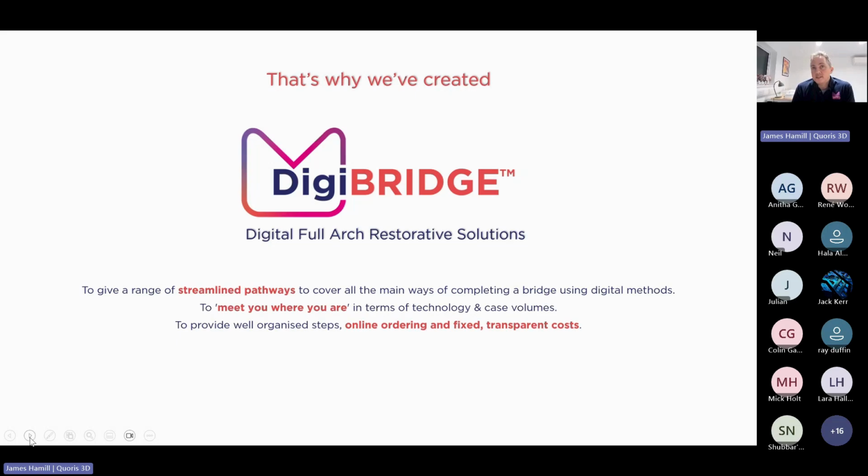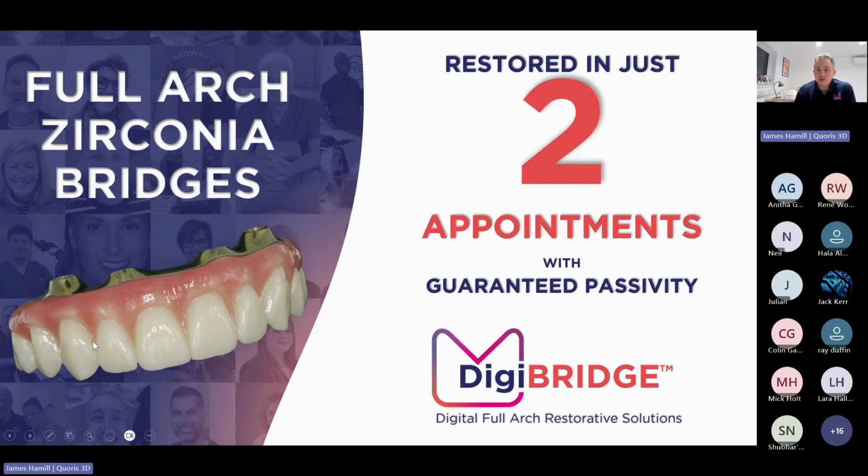And what we've done is we've tried to take that information and put it into well-organized steps. So each of these pathways, of which there are 4, have 2 defined workflows, and I'll show you these, which will bring you through each of the clinical steps that are required. So everything is well directed. And finally, we've put it into online ordering, which I'll explain why at the end. And very importantly, we've given you fixed and transparent costs. There's no guesswork, and there's nothing hidden that's going to come up and bite you as a surprise. So that's essentially what DigiBridge is and why we've created it.